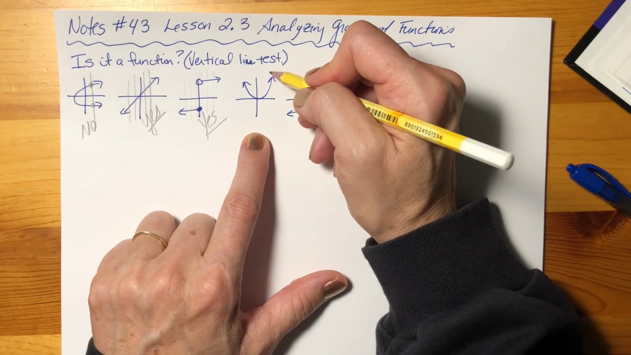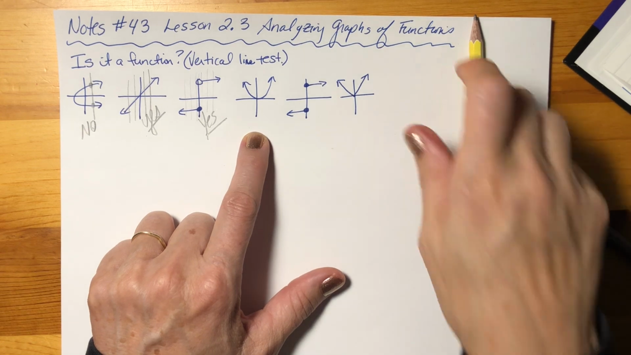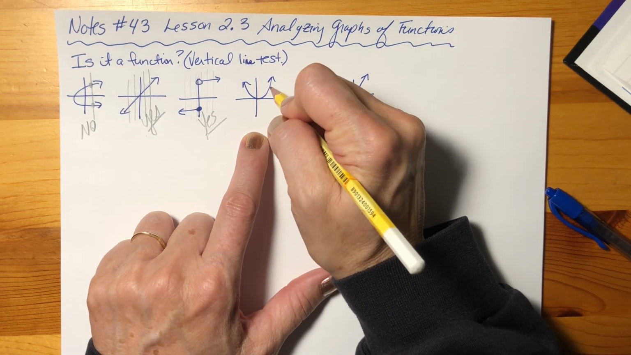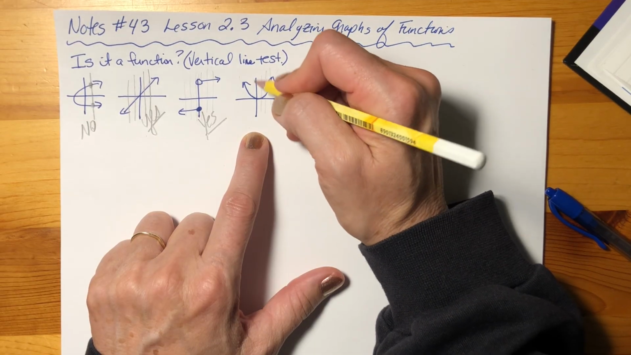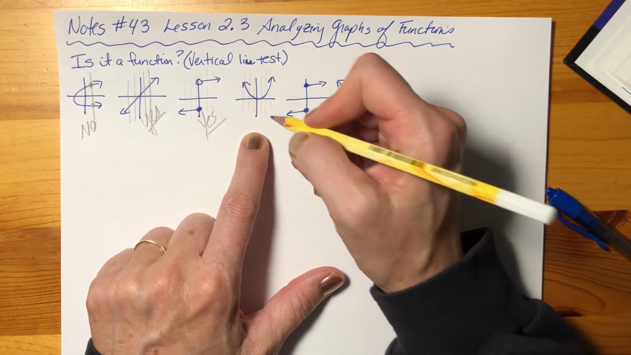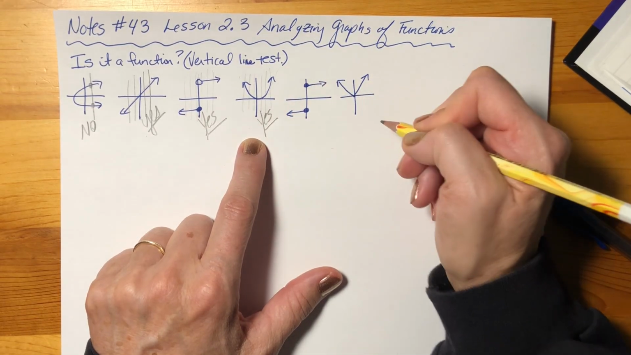Here I've got a nice parabola. I didn't really draw it perfectly. It is just a sketch, but we know that the parabola is going to go ever more slowly out and out and out. So if I drop my vertical line at any one x value, it's only going to hit it one time. So this, yes, is a function.